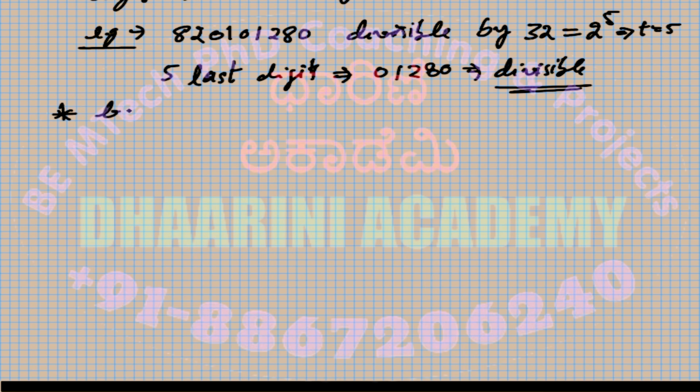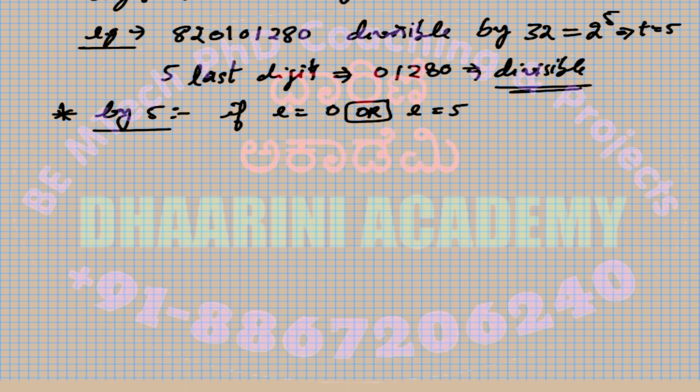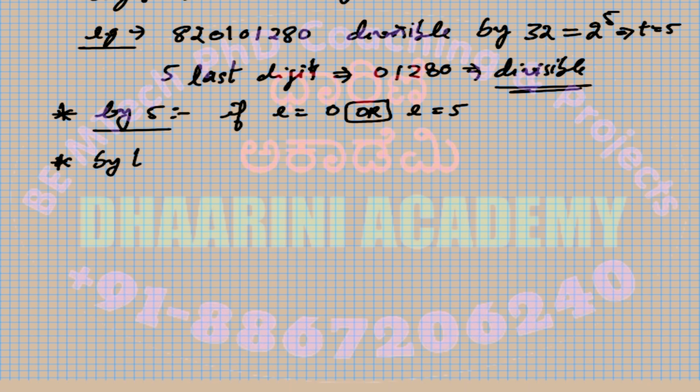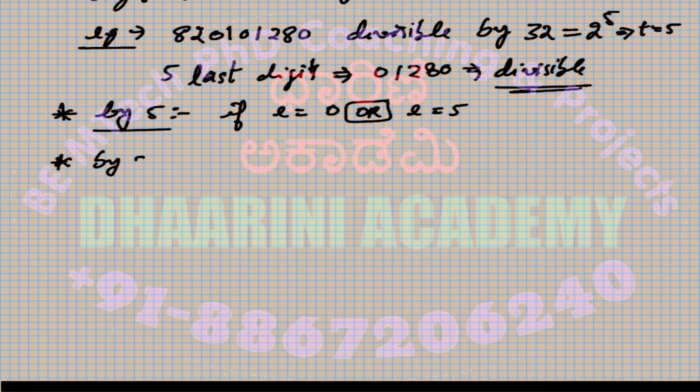So I just want to check whether it is divisible by 5. Right. So the answer is yes, if E is equal to either 0 or E is equal to 5. Last digit is 0 or 5 means it is divisible. Yes, we know that. Right. Then any other number which is a power of 5. So this is 5, I can write 5 to the t. So I want to check whether it is divisible by 5 to the t.